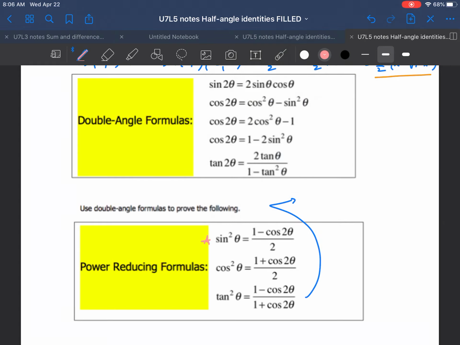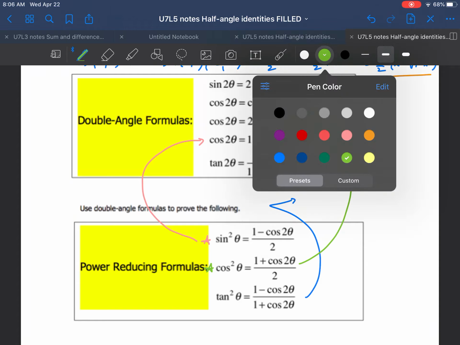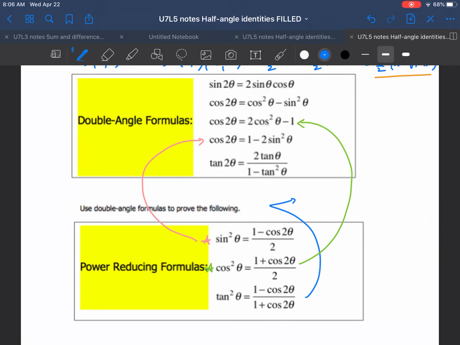So let's just take a pink and let's say that this comes from this. And let's take a green and say that this comes from this. Okay. And then the blue, I guess I need to change now where I'm going with the blue arrow. Oh no, I guess it'll be okay.